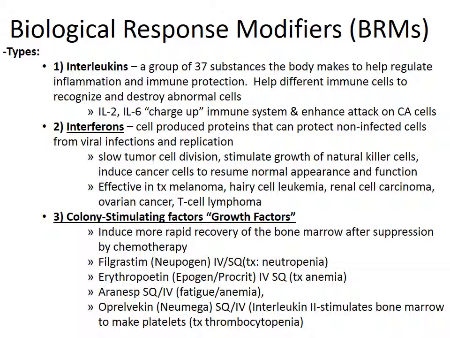Thirdly, the colony-stimulating factors, or the growth factors, induce more rapid recovery of the bone marrow after suppression by chemotherapy. Neupogen, which can be given IV or sub-Q, treats neutropenia. Epogen or Procrit can be given IV or sub-Q, treats anemia. Aranesp can be given sub-Q or IV, and it helps with fatigue and anemia. And Neumega, which can be given sub-Q or IV, is interleukin-11, which stimulates the bone marrow to make platelets, thus treating thrombocytopenia. Oftentimes, these biological response modifiers may be given several different ways and several different types.